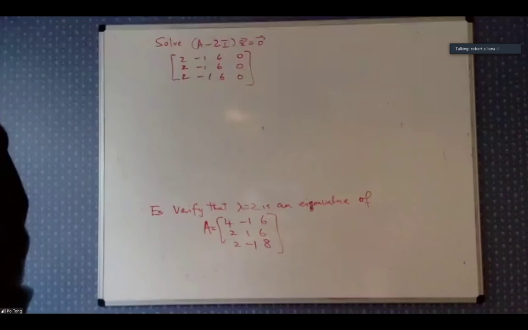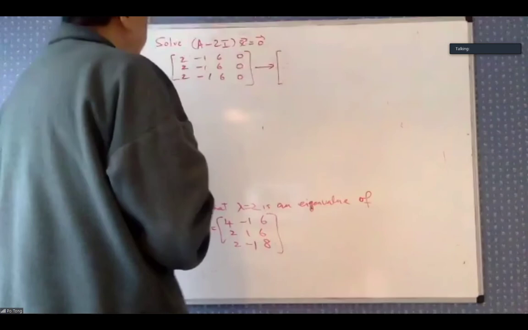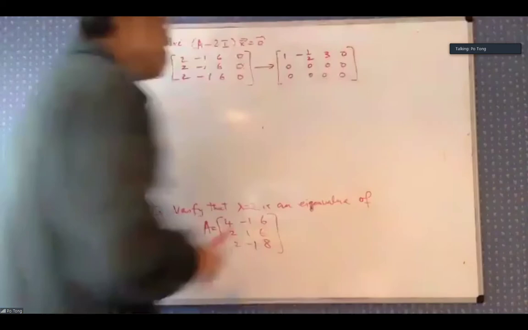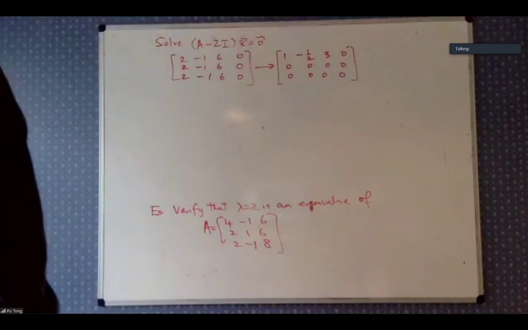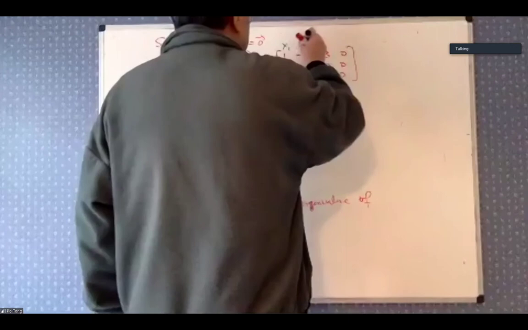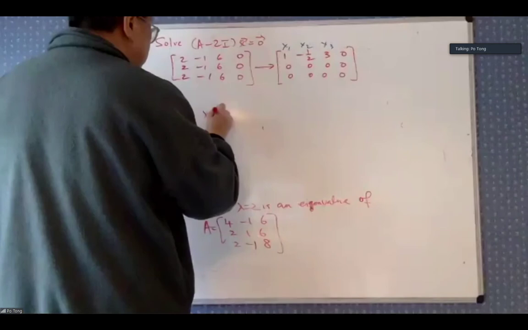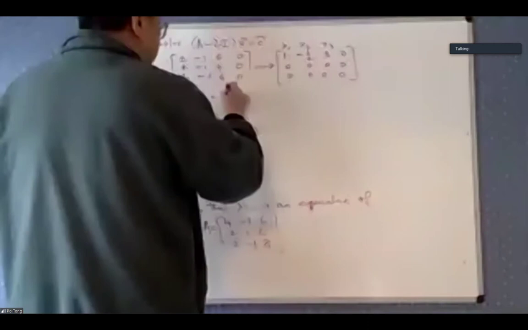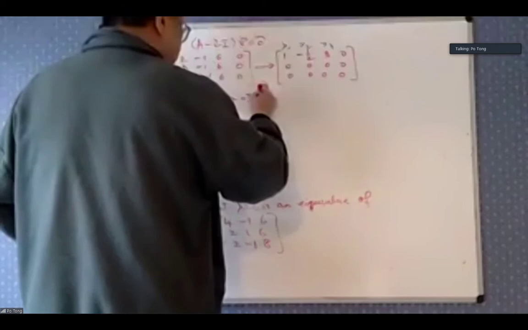So what is the RREF of this guy? It will be 1, minus 1 half, 3, 0, and a bunch of zeros, because the other rows are the same. How many free variables are there? 2. So x2 equal to x2, x3 equal to x3, x1 equal to 1 half x2 minus 3x3. Is it okay?